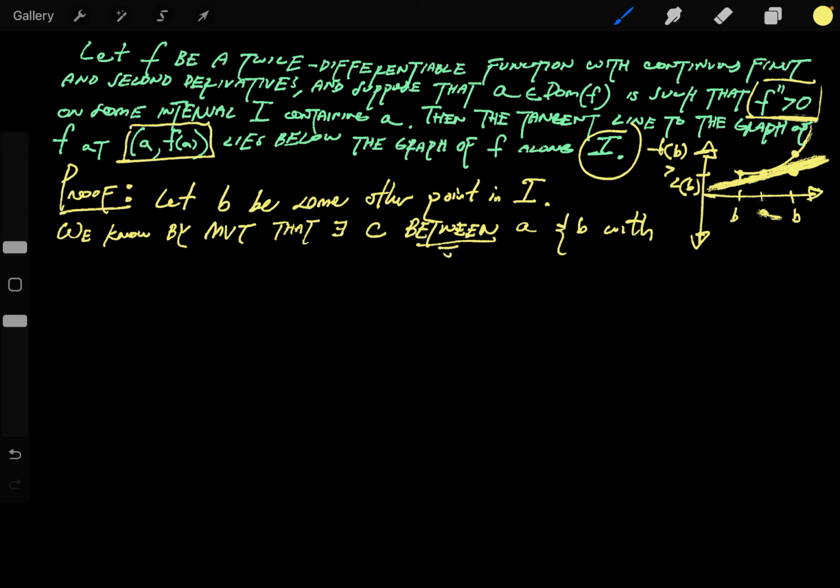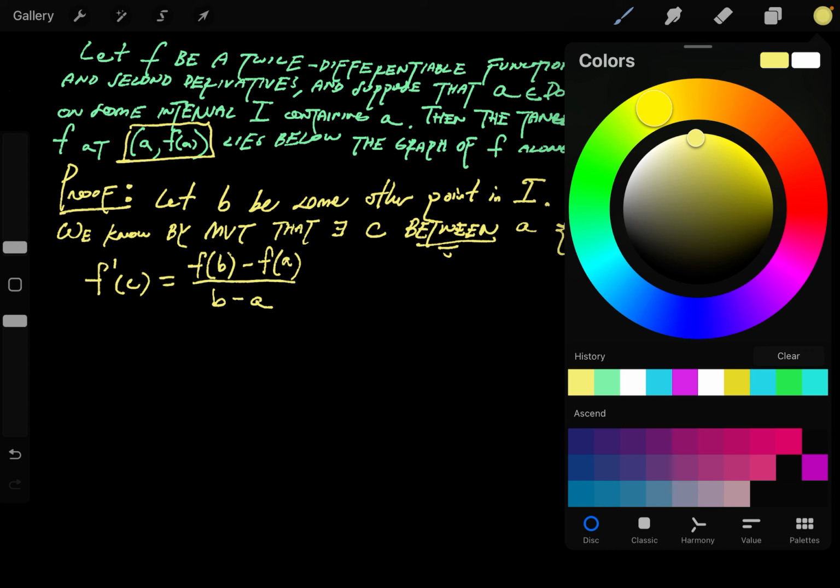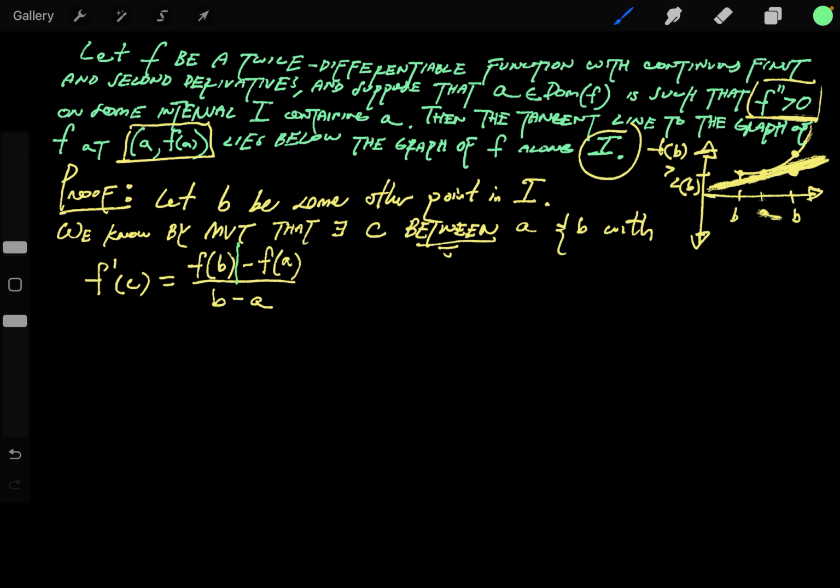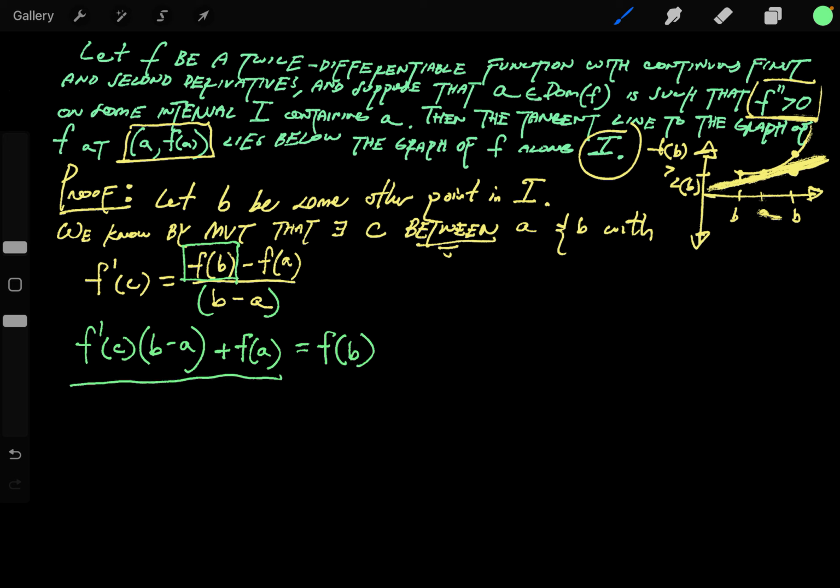So we know by mean value theorem that there exists c between a and b with the derivative at c equal to f of b minus f of a over b minus a. And what I'm going to do here is get an expression for f of b. So I'm going to solve for f of b. I multiply by b minus a on both sides, and I get f prime of c times b minus a. And then I add f of a on both sides. And what that allows me to say is that this whole thing on the left is f of b.